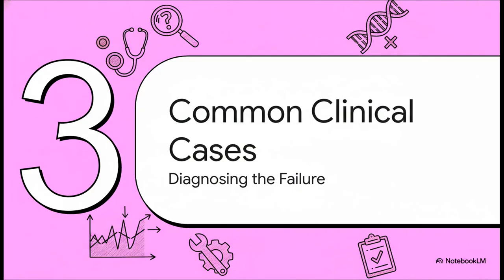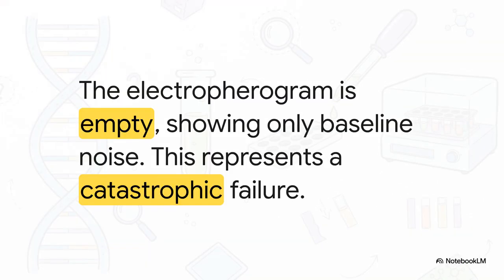All right, now that we know what vital signs to check, we can start to look at some of the common clinical cases. We're going to use our diagnostic dashboard to systematically figure out what's going on with each one. Our first case is the most dramatic one you'll see, the flat line. You run your sample, you look at the results, and you get nothing. Just baseline noise, not a single peak. This is a catastrophic failure, but believe it or not, it's actually one of the easiest to diagnose.